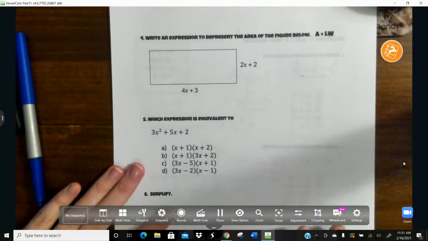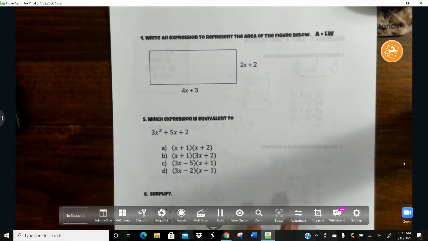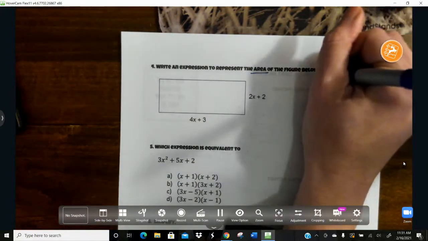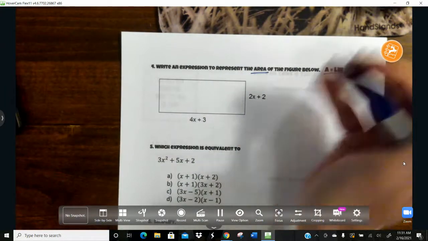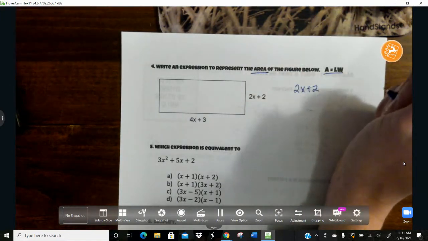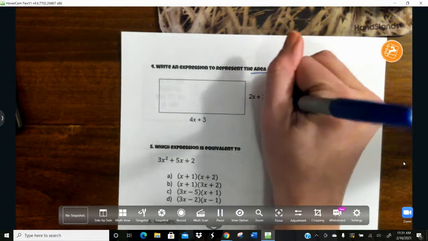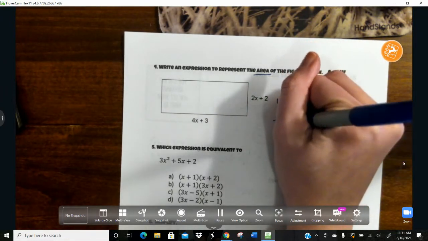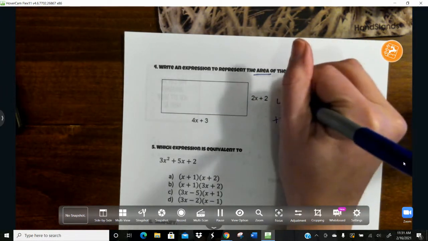All right, this one, write an expression to represent the area of the figure below. So area of a rectangle is length times width. So we're going to take our length times our width. And I'm going to go ahead and use box method because that's what most of y'all use. So we're going to make our box.